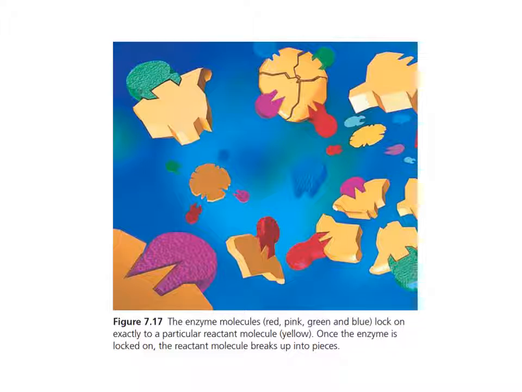Here is the diagram for understanding the lock and key model. The enzyme molecules, which are shown in red, pink, green or blue color, lock on exactly to a particular reactant molecule. Reactant molecules are yellow in color. Once the enzyme is locked on, the reactant molecule breaks up into smaller pieces.